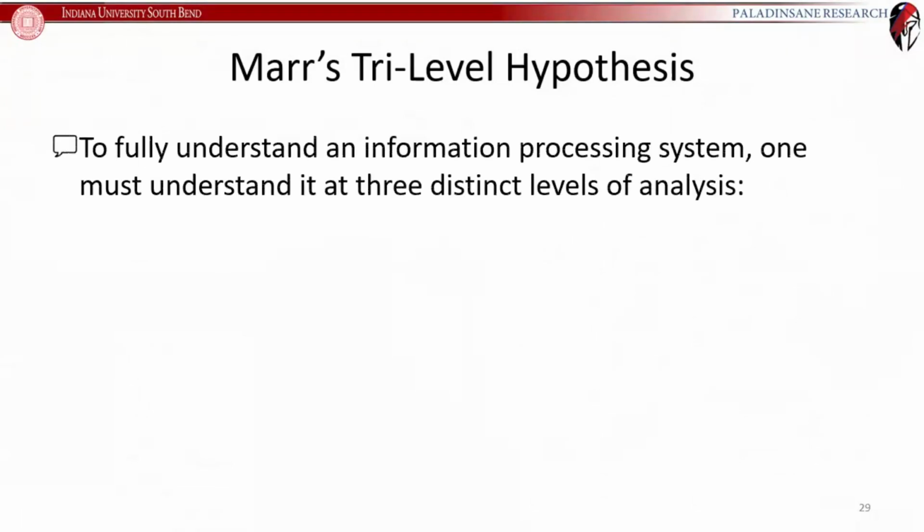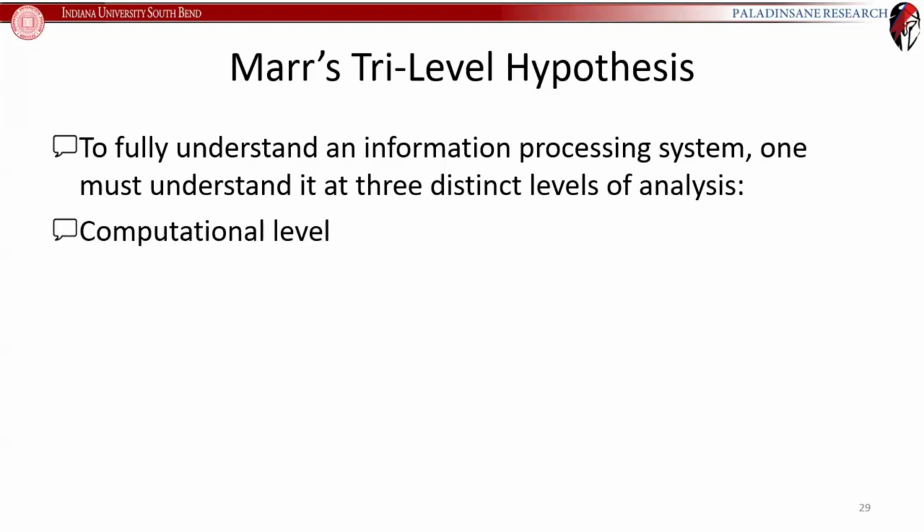This is the idea that if you want to fully understand an information processing system, i.e., you want to fully understand the human mind, then you have to understand it at 3 distinct levels of analysis. There are 3 levels that you need to understand. You need to have an understanding of each of those levels before you can then say, aha, I understand this information processing system, I understand the human mind.